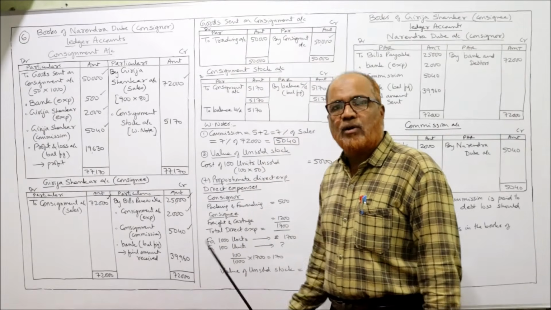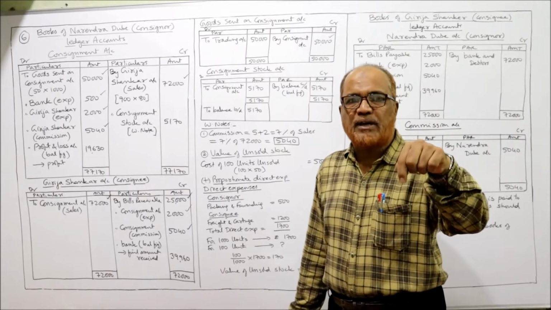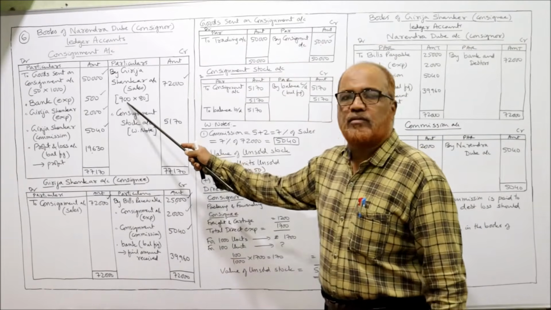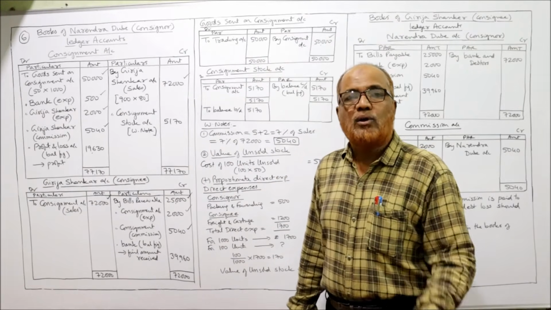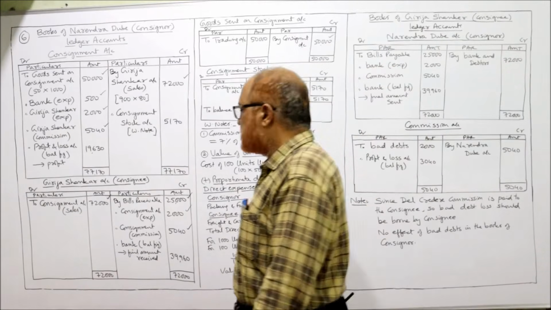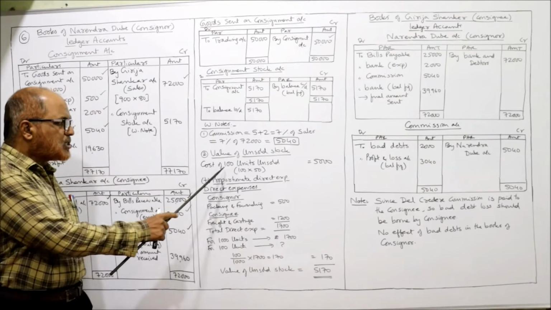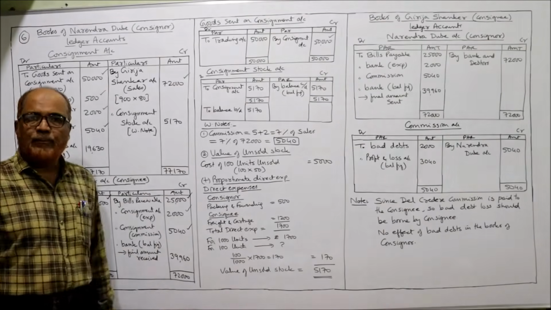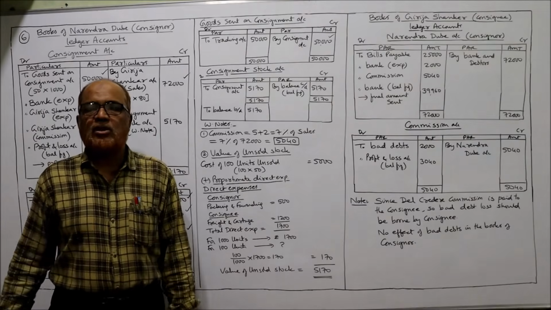So here in working note we have to find out the value of the stock. Actually 1,000 units are sent by consignor to consignee and consignee has sold 900 units. So 100 units are remaining unsold. So we have to find out the value of the unsold stock. So here I have calculated, see, proportion value of unsold stock. So cost of 100 units unsold, 100 into 50, the cost per unit is 50. So 100 into 50, 5,000 rupees is the cost.